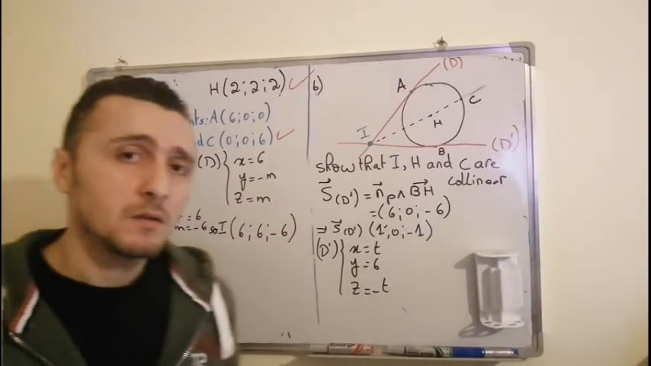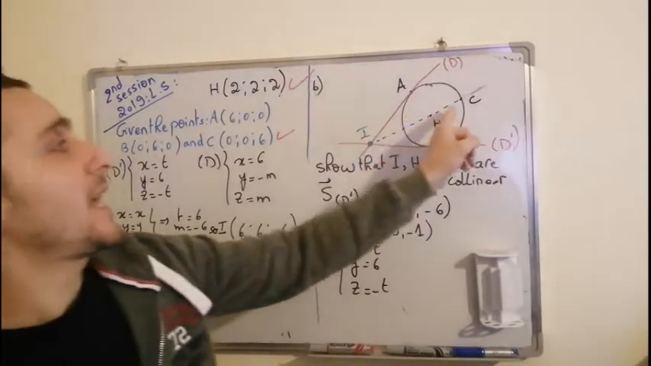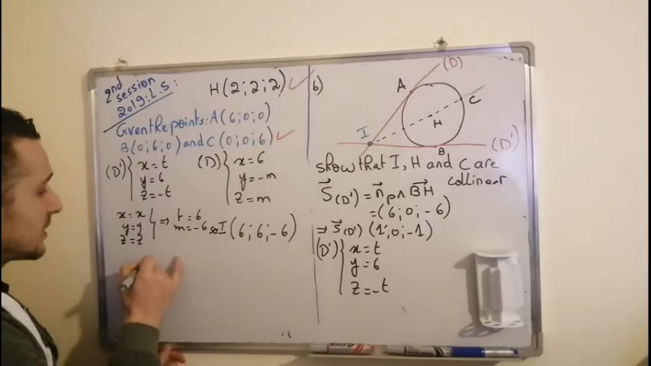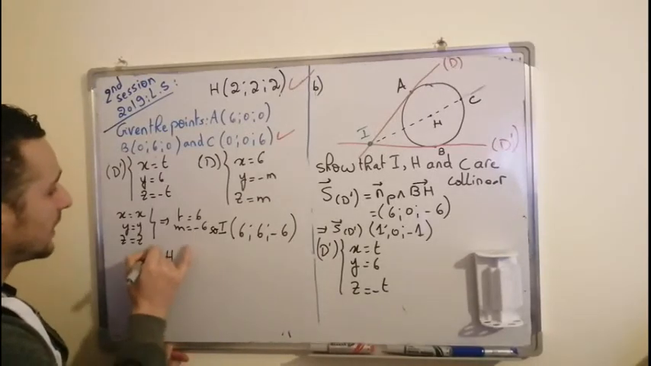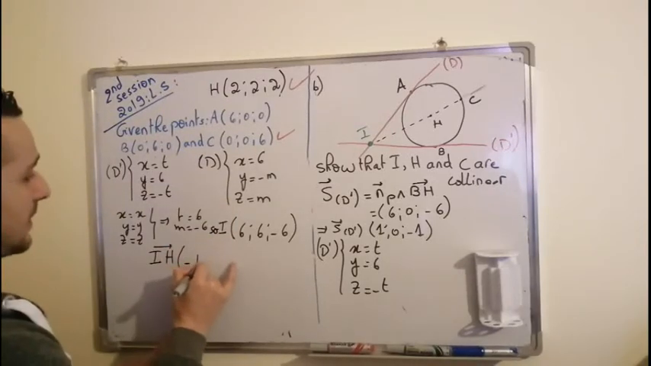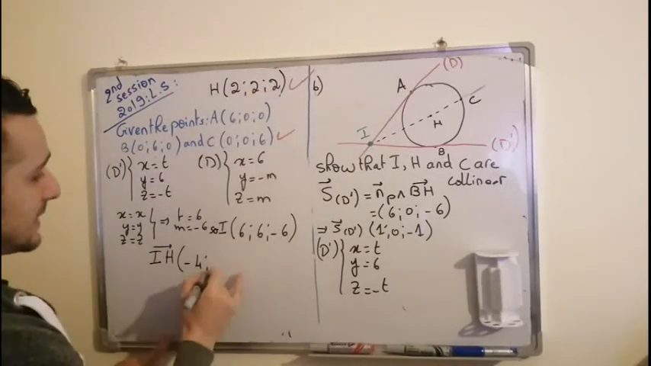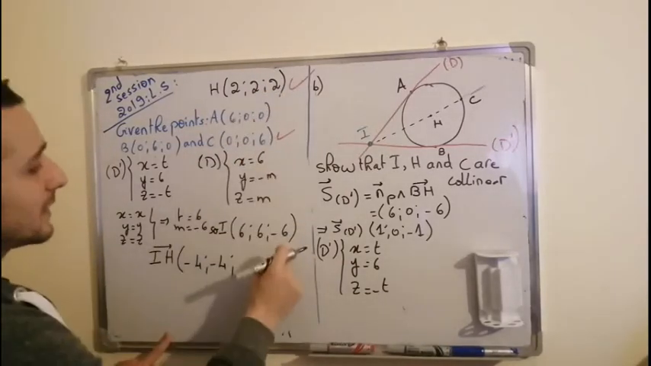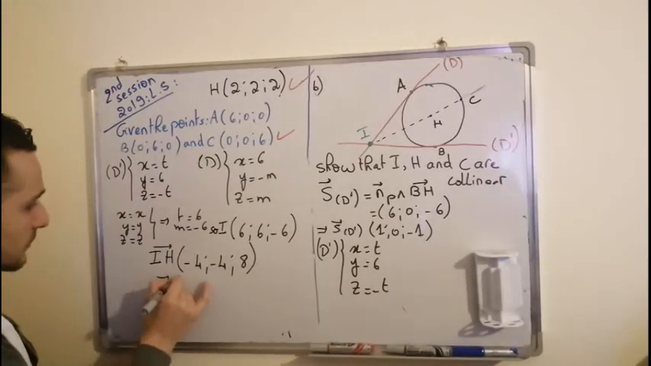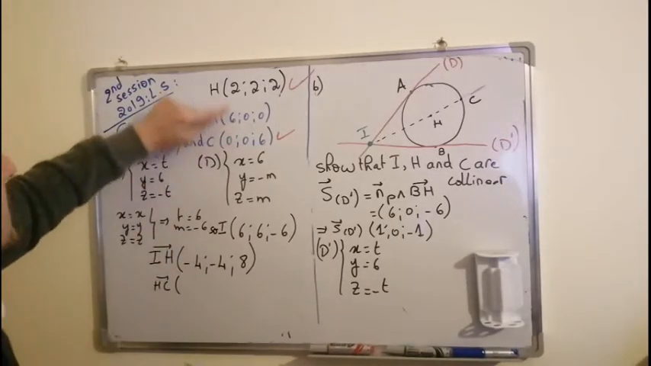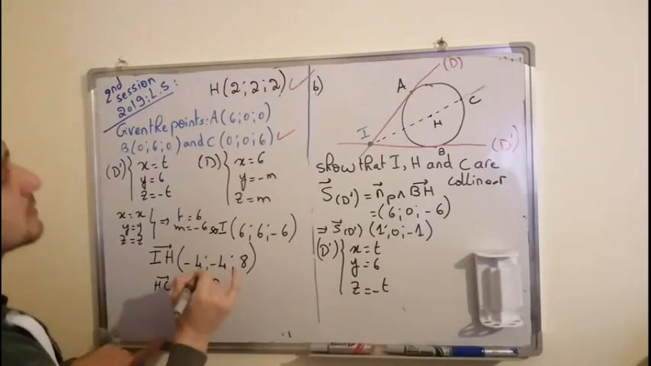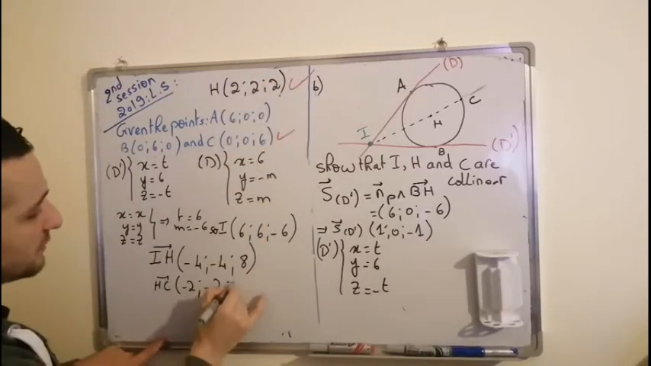To prove that the 3 points I, H and C are collinear, we have to calculate the coordinates of two vectors constructed by these points. IH is H minus I: 2 minus 6 is minus 4, 2 minus 6 is minus 4, and 2 minus minus 6 is 8. HC is C minus H: minus 2, 0 minus 2 is minus 2, and 6 minus 2 is 4.